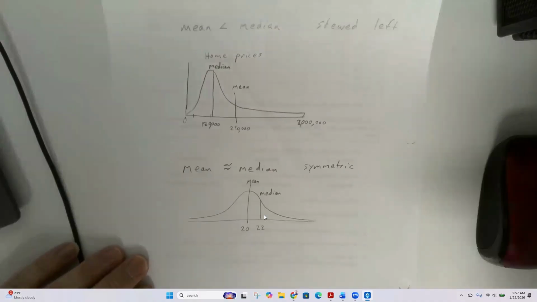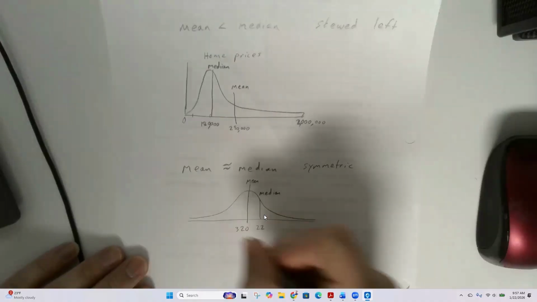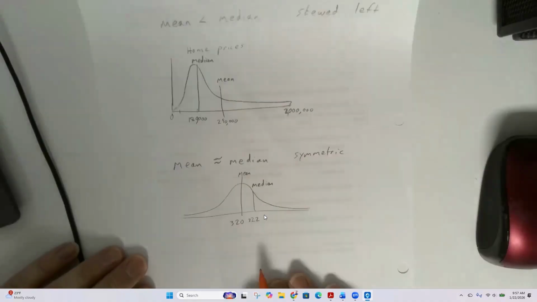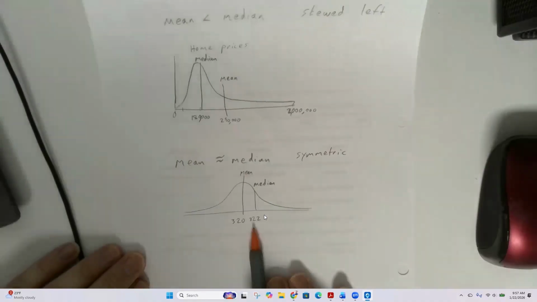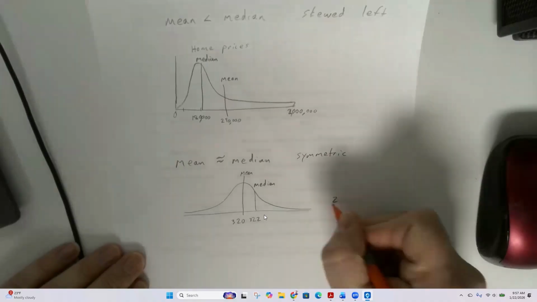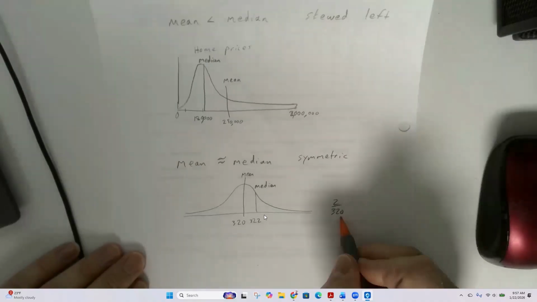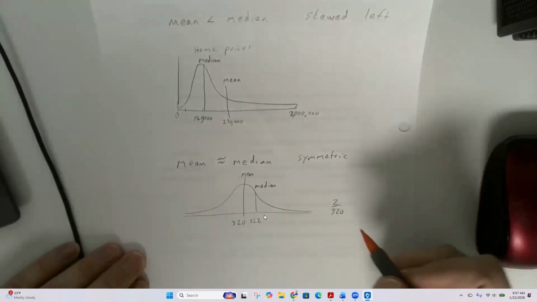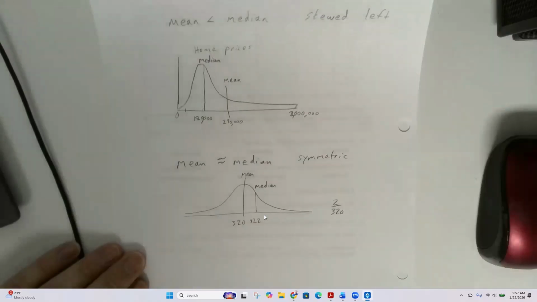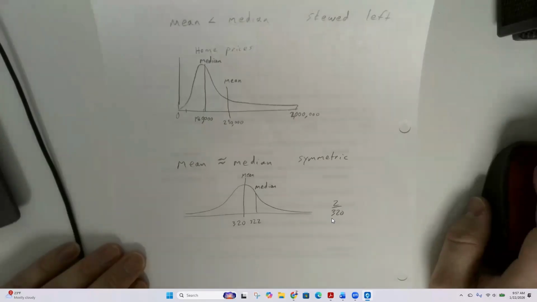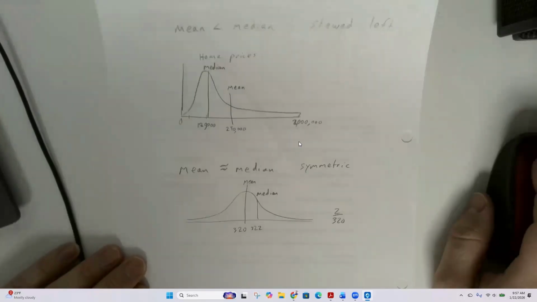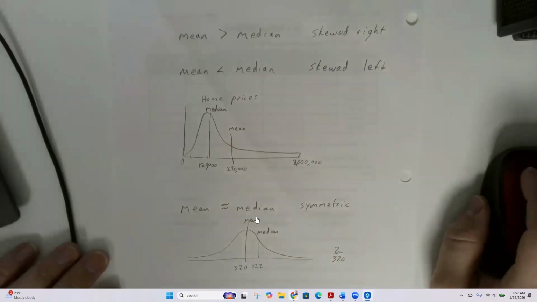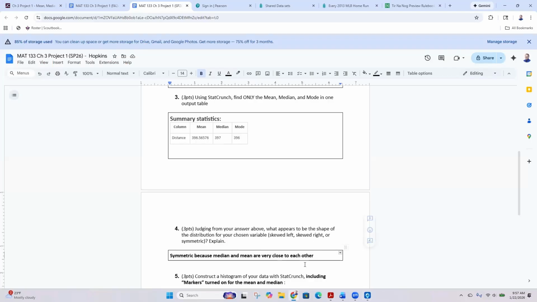On the other hand, if I have 320 and 322, those are still separated by only 2 feet or $2 or whatever it is you're measuring. But now 2 divided by 320 is going to be like 0.5%. So in that case, I would definitely call this symmetric. Those are close enough together. That's the long answer: maybe if they're more than 5% apart from each other.